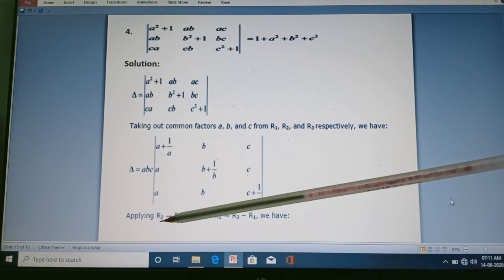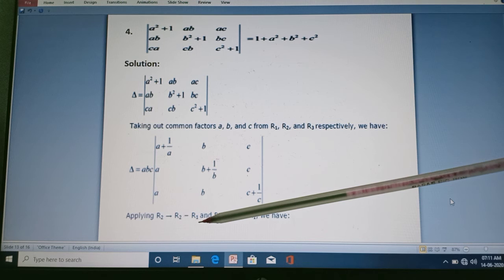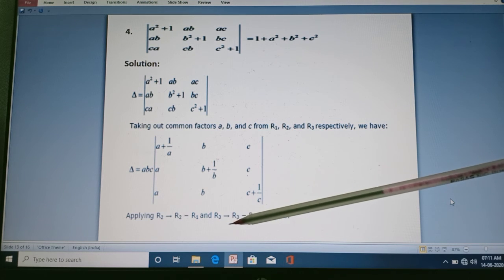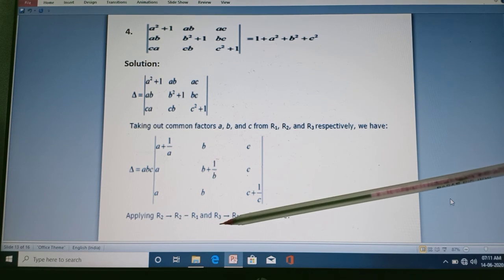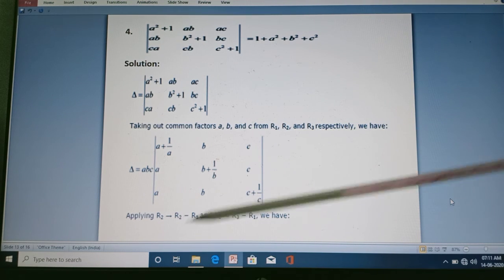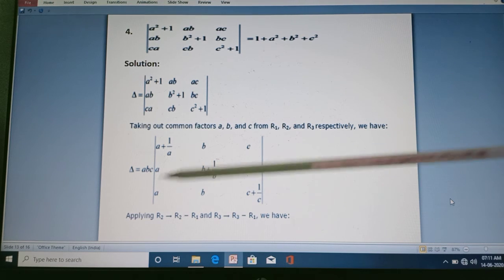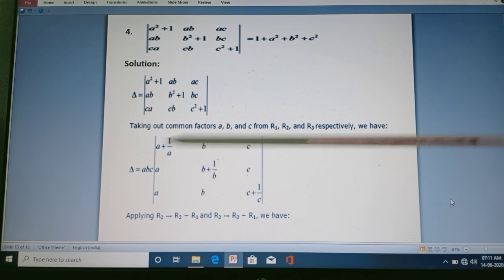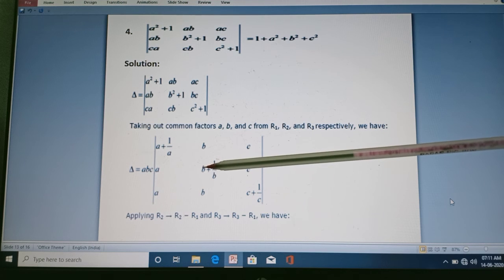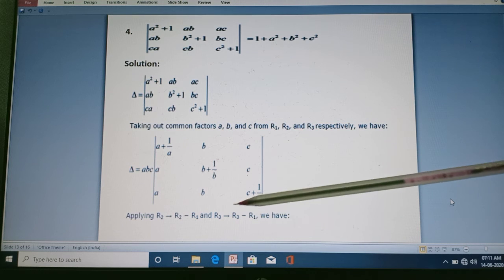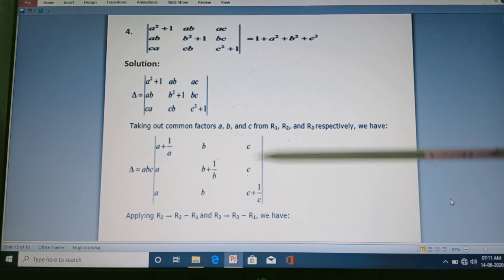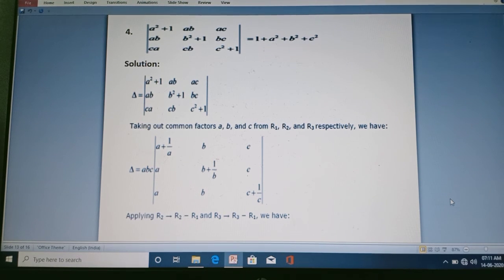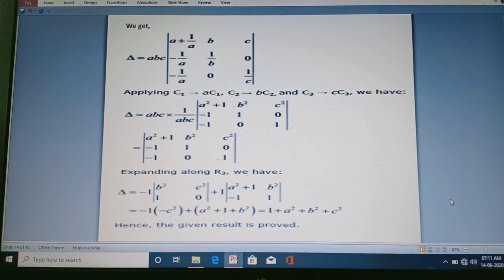So now we are applying the operation. R2 we are going to change to R2 minus R1, and R3 to R3 minus R1, where R1 is fixed and we are changing R2 and R3. So when you do R2 minus R1, a cancelled, this will be minus 1 by a. This is b cancelled, 1 by b. Here it will be 0, and we are changing R3. So a cancelled, minus 1 by a, b minus b 0, this is 1 by c. So we are getting this type of determinant here.